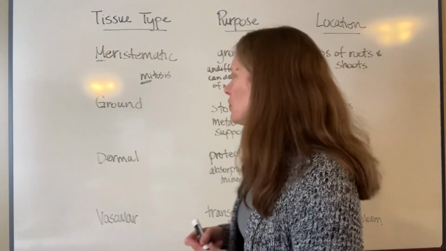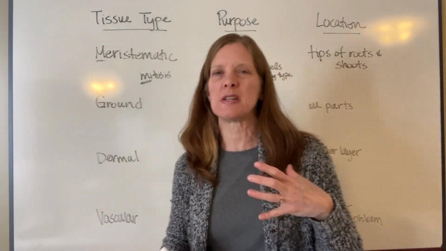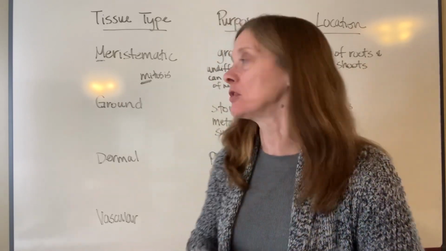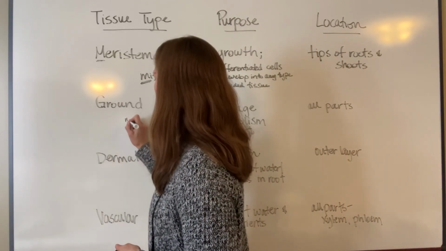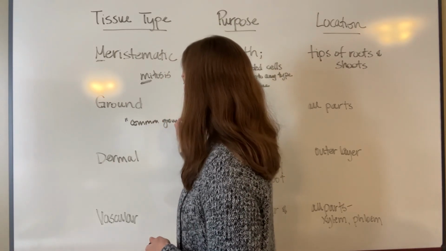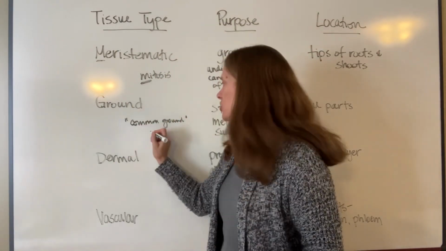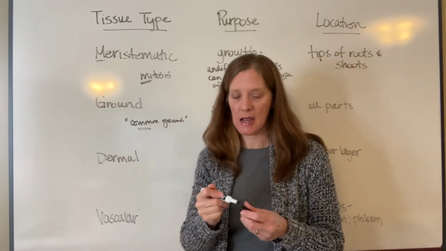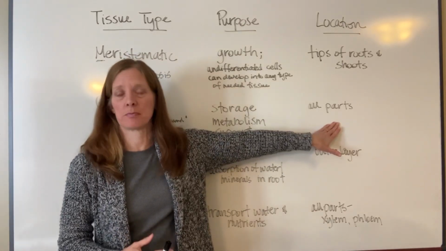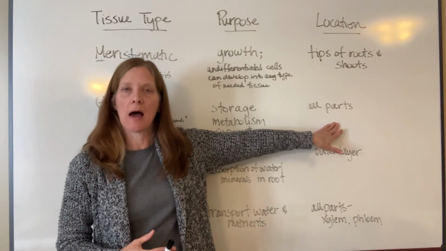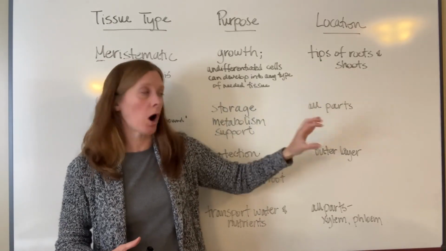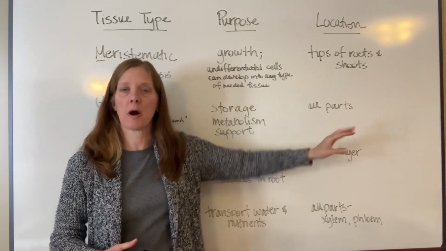Now, the way I remember this is sometimes if we use the saying that we want to get into common ground with people or we have common ground with them. And so just the saying common ground helps me remember that ground tissue is the most common in the plants. And ground tissue is located in all areas of the plant. It's not in any specific area like the meristematic tissue, which is just going to be in one specific part. Ground tissue is located in all parts of the plant.